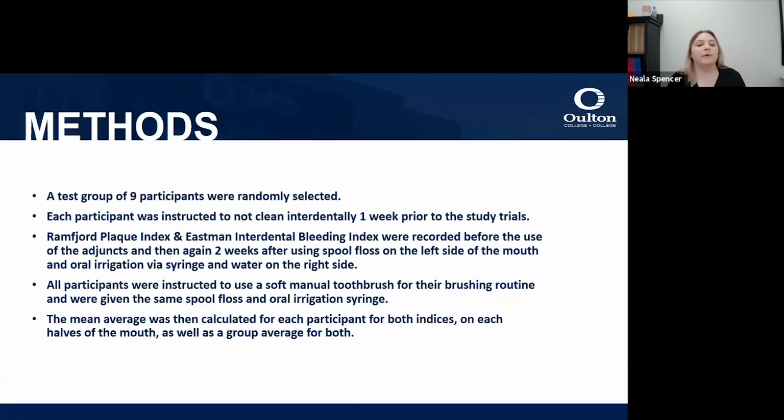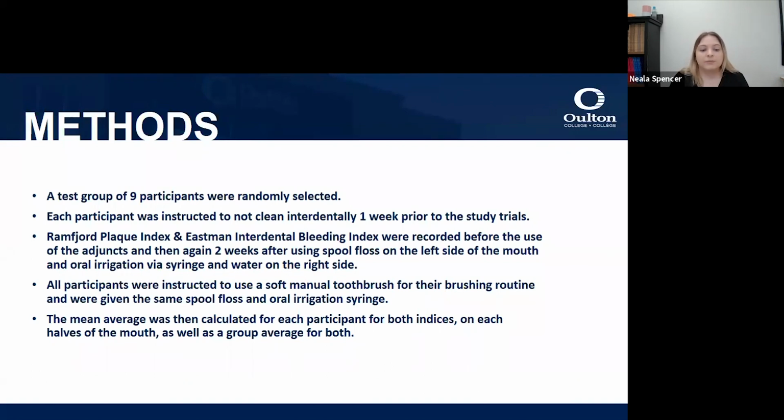All right, so a little bit about our research method. We took a test group of 9 participants, and they were randomly selected. Each participant was instructed to not clean interdentally 1 week prior to the study trial. We used Ranford plaque and Eastman interdental bleeding index. So we recorded those before giving them the adjuncts, and then again 2 weeks after using spool floss on the left side of the mouth, and an oral irrigation via syringe and water on the right side of the mouth.